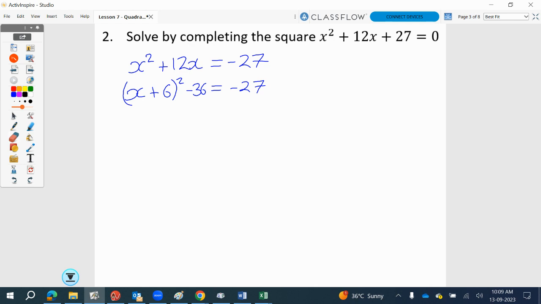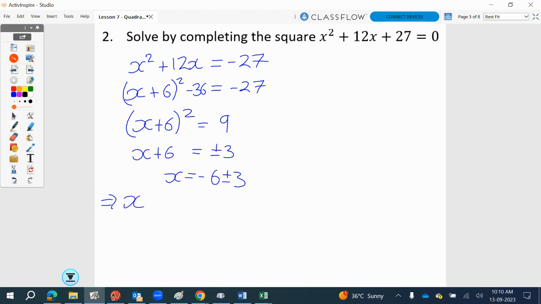If we add 36 to both sides, we get x plus 6 squared. If we add 36 to that, we're left with 9. So now we take the square root of both sides. When we take the square root of that, we're going to get plus minus 3. And then we can subtract 6 across. So these are our solutions. And then we can state the two solutions. This implies that x1 is equal to minus 9, x2 is equal to minus 3.